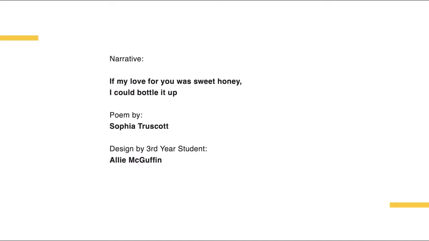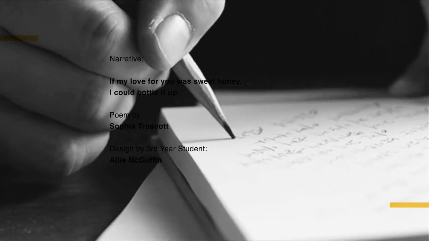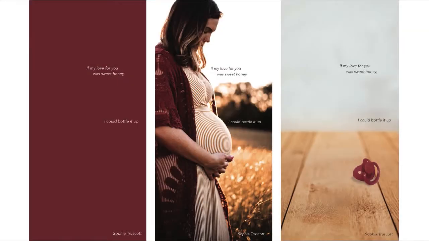Unlike the previous examples, this one is a poem that was written by a friend of the student. "If my love for you was sweet honey, I could bottle it up." Sophia Truscott. The narrative is represented with letter forms to meet the criteria of symbolic representation.